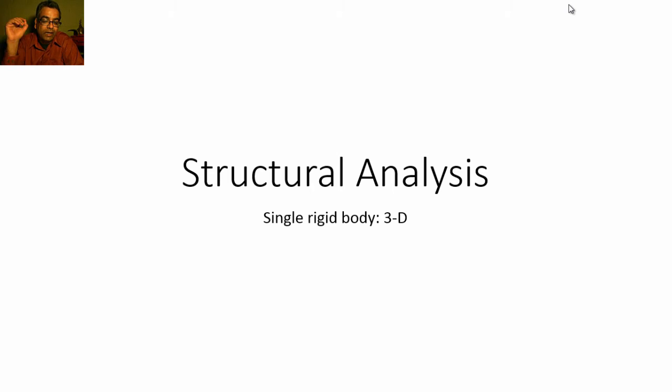Today we are going to look at another example of structural analysis of a single rigid body in 3D. As we mentioned before, there is nothing special about it, just that you have to be a little bit careful about how you set up your calculations, and there is more chance for you to make numerical errors. So let's look at another example where we do this kind of thing.